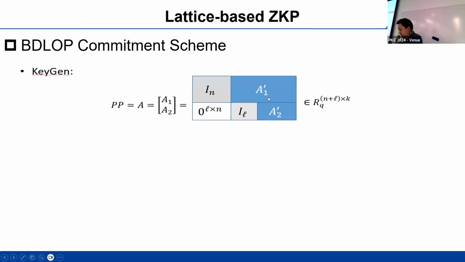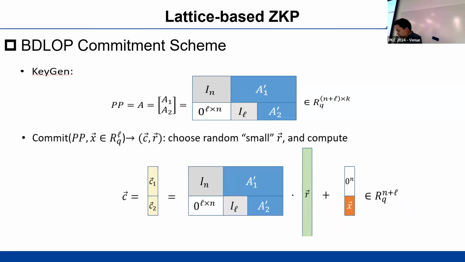Let's move to the next part, the instantiation of this paradigm. For the commitment scheme, one can use the BDLOP scheme proposed by Baum et al. in SCN18. The key generation algorithm outputs the public parameter as a ring matrix with a special structure, where the blue parts are uniform and random. For the commitment, it chooses a random small ring vector r as the randomness and computes c equals A times r plus the ring vector concatenating with zero and the message x.